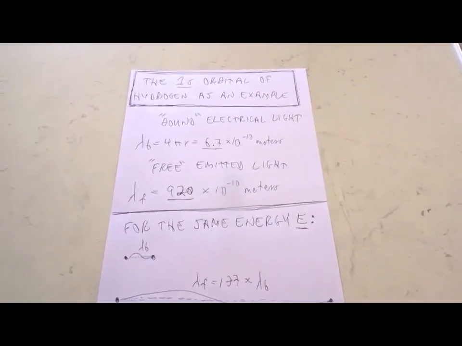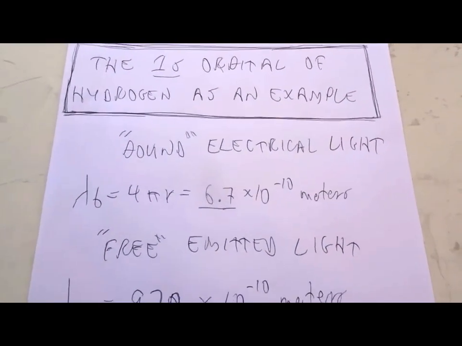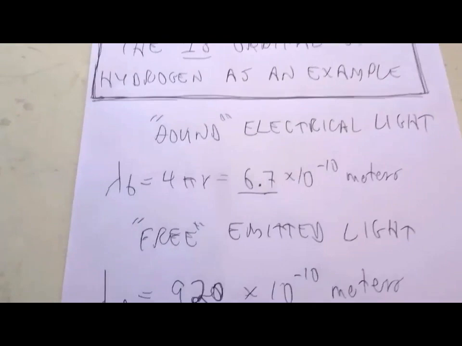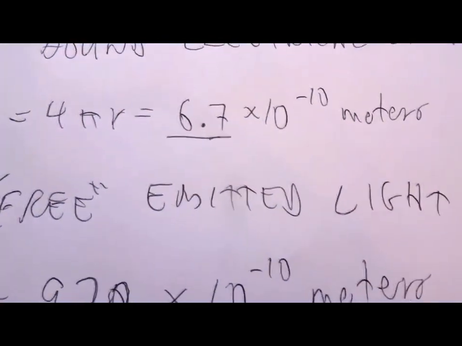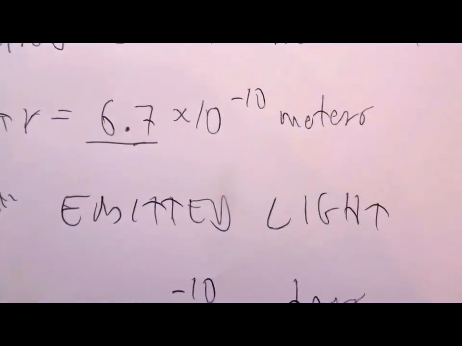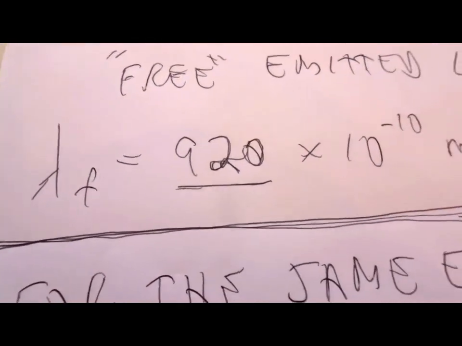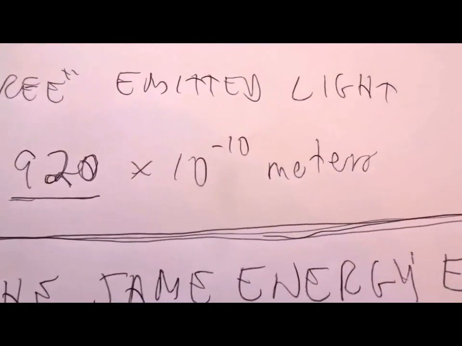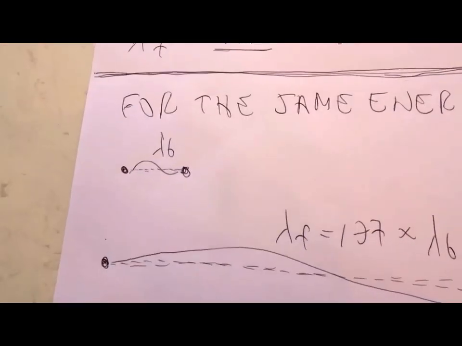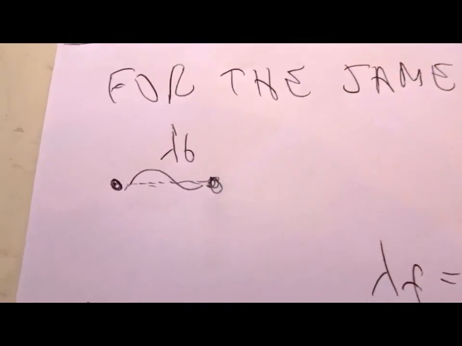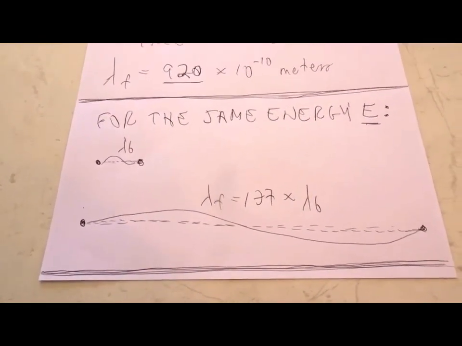Let's look next at the 1s orbital of a hydrogen atom as a further example. For bound electrical light inside the atoms, we see a wavelength for the bound light, 4 pi r, which is 2 turns, 6.7 times 10 to the minus 10 meters, is well known. And then the free light, which is emitted, lambda free, 920 times 10 to the minus 10 meters. That's 137 times longer. Therefore, for the same energy E, the lambda B of the bound light is 137 times smaller than the lambda F of the free light.